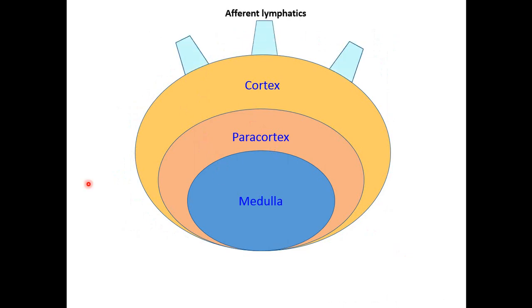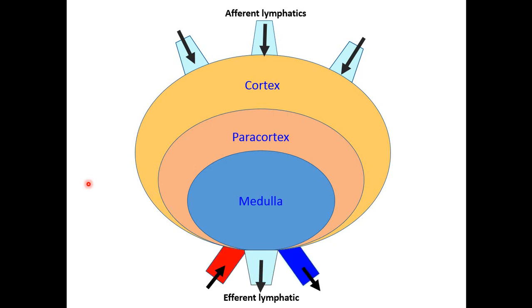Then we have the so-called afferent lymphatics, which bring the lymph to the lymph node. And then we have the efferent lymphatic, which takes the lymph or drains the lymph away from the lymph node. The lymph node also has an artery and a vein because it requires blood supply and oxygenation. And also this artery is the way that newly generated or newly graduated lymphocytes can enter the lymph node.